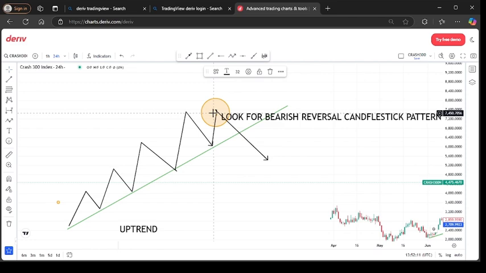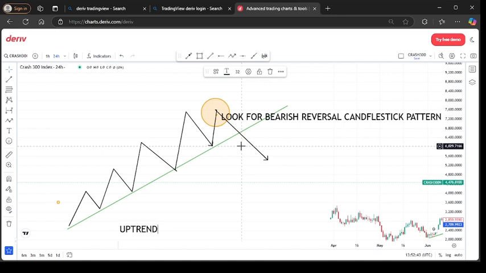Then when it bounces up, usually here, I have written here, you need to look for bearish reversal candlestick patterns at this point. You need to look for maybe candlestick patterns like engulfing candles, shooting stars, pin bar at this position. If you see that they are bearish reversal candlesticks, it means there's the likelihood that price will move down or price will break the trend line.